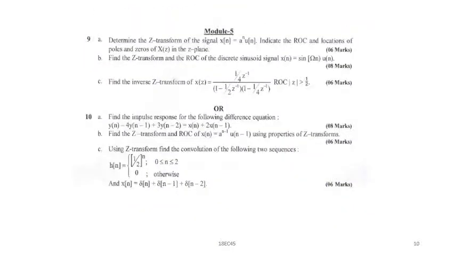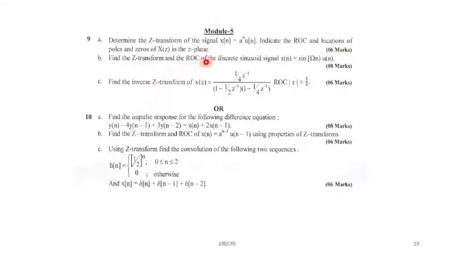Now module 5 is on Z transform. The first question is: determine the Z transform of the signal x of n is equal to a to the power n into u of n. Indicate the ROC and location of poles and zeros of X of z in the z plane. So you have to obtain the Z transform of this x of n, and you have to write the ROC and the poles and zeros. That's for 6 marks.